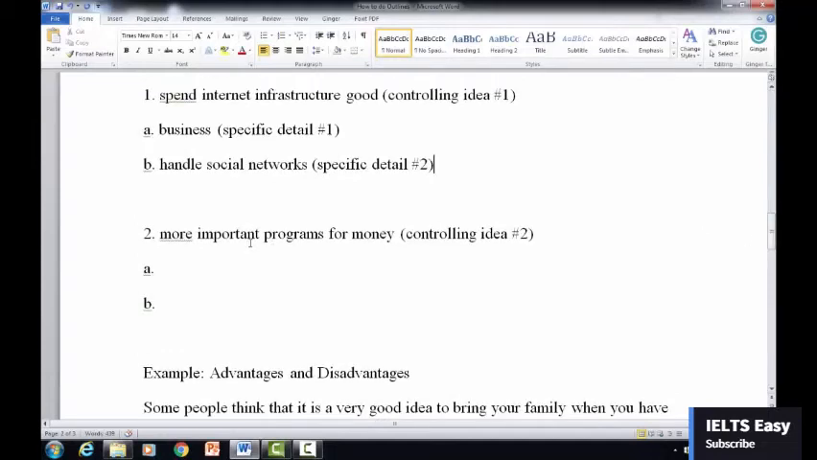More important programs that are needed for the money. All right, in this paragraph, we have to talk about and discuss, well, are there other programs that are more important than internet infrastructure that need the money? One thing we can talk about is education, and we can also talk about solving poverty. Those education programs and poverty programs are more important than infrastructure programs for the internet.